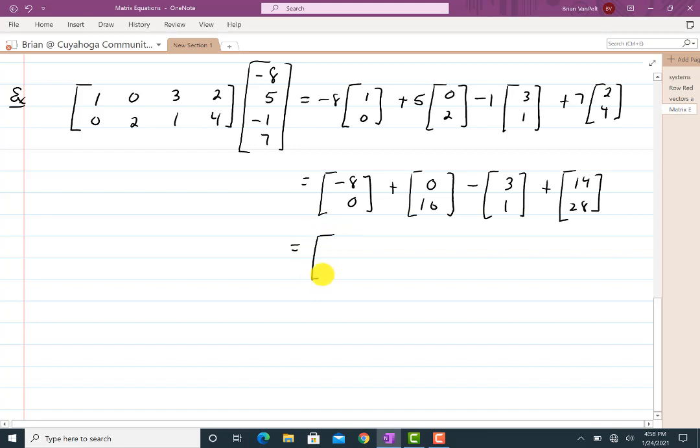So in particular, notice that the vectors that I originally had had 2 entries. Notice that my answer has 2 entries. So let's see, negative 8 minus 3 is negative 11, plus 14 is 3. And then I have 10, 9 plus 28 is 37.